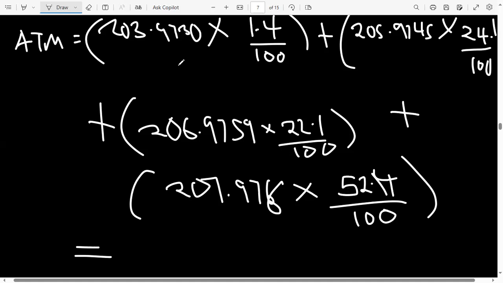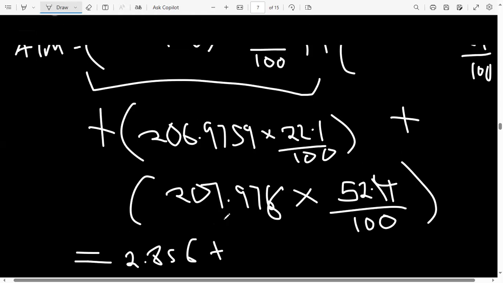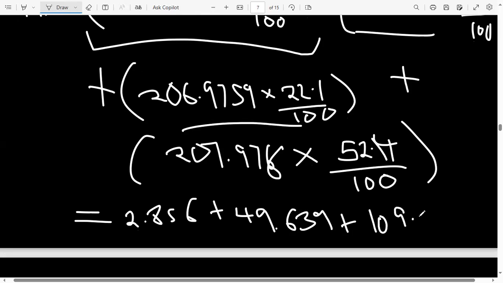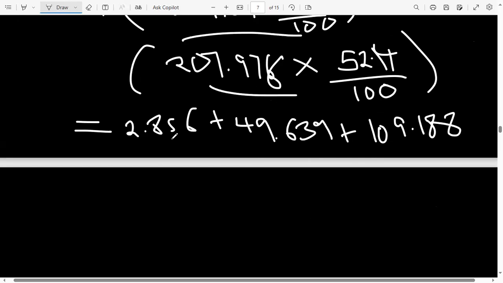Okay, so when I punch this one into the calculator, it's giving me 2.856 plus. When I punch this one into the calculator, it's giving me 49.639, and then plus. If I punch this one into the calculator, it's giving me 109.188. Okay, and then I punch in the last one, which is this.